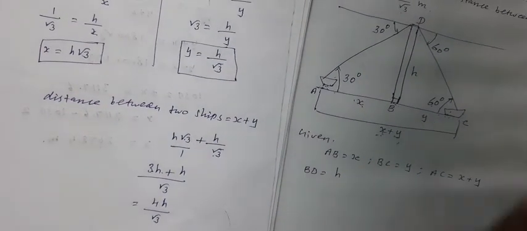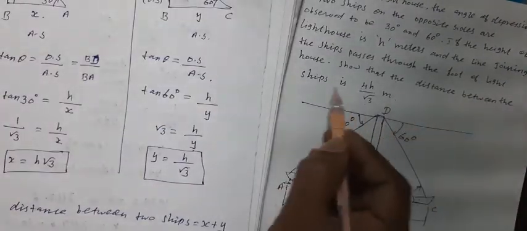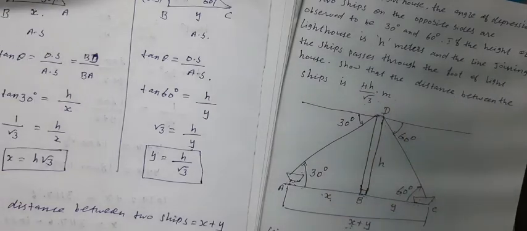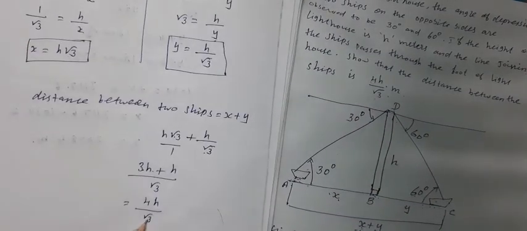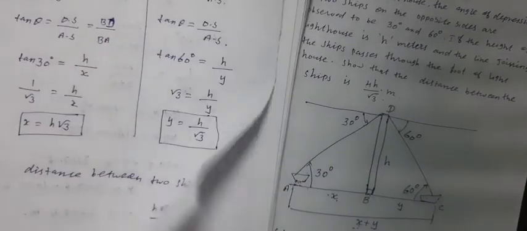So you want to prove that only. So you want to show that the distance between the two ships is 4h by root 3. That answer only we found here. Okay, that's all for this one. Next I will go for the next sum.